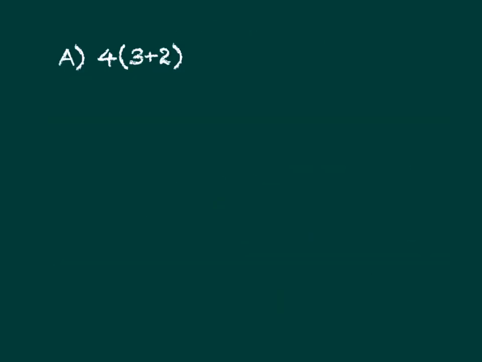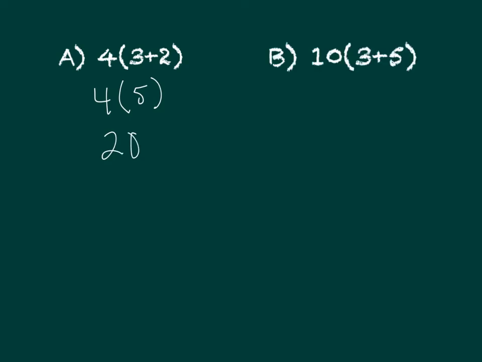Okay, so let's start by taking a look at what you guys already know. We have 4 times 3 plus 2. That's the same thing as saying 4 times 5, which is 20. Then when we take a look at part B, we have 10 times 3 plus 5, which is the same thing as 10 times 8, since 3 plus 5 is 8, and 10 times 8 is 80.